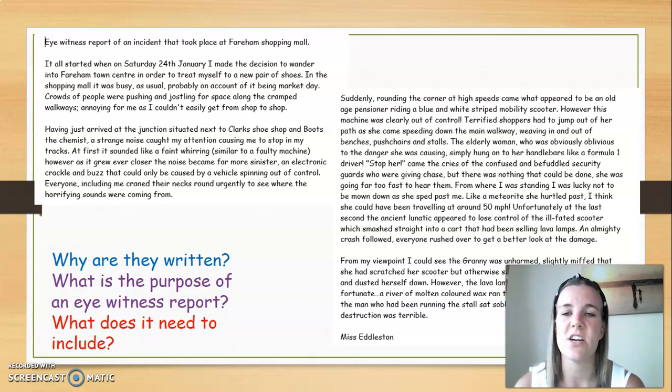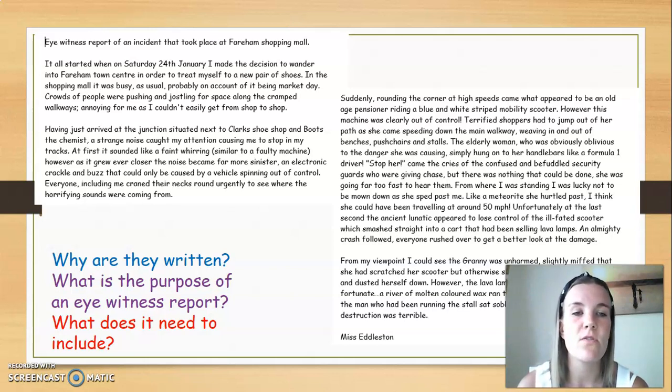Having just arrived at the junction situated next to Clark's shoe shop and Boots the chemist, a strange noise caught my attention, causing me to stop in my tracks. At first it sounded like a faint whirring, similar to a faulty machine. However, as it grew ever closer, the noise became far more sinister, an electronic cackle and buzz that could only be caused by a vehicle spinning out of control. Everyone, including me, craned their necks round urgently to see where the horrifying sounds were coming from.